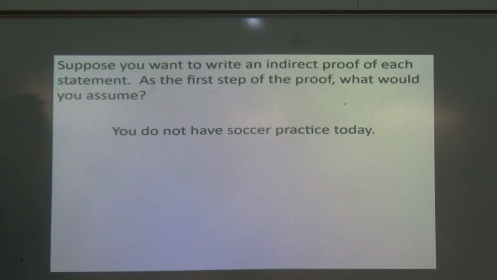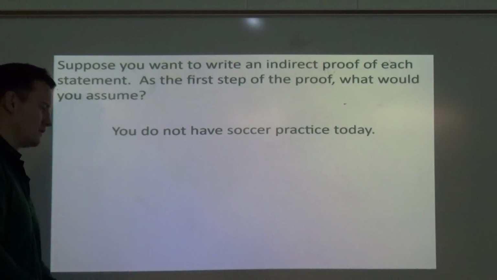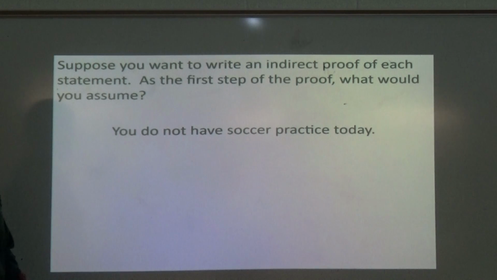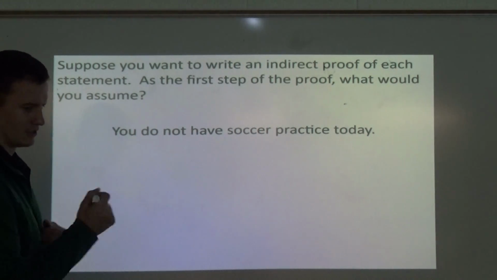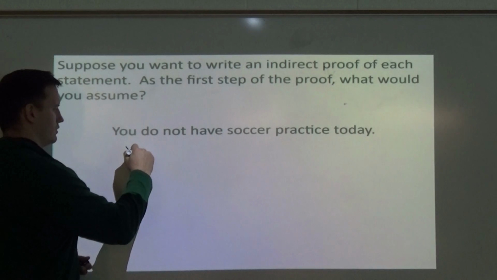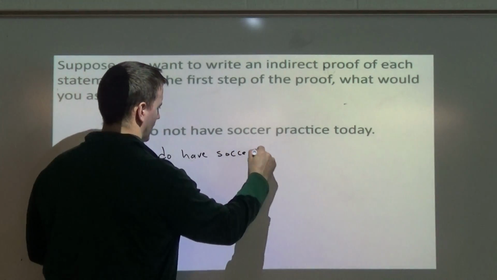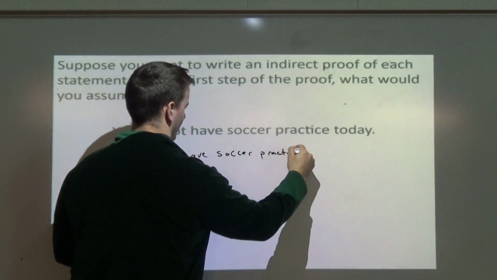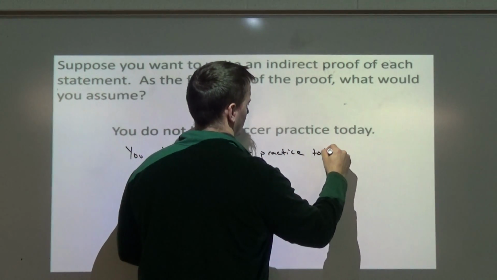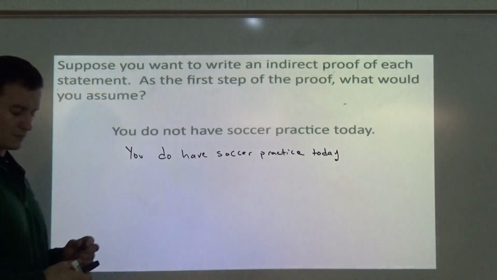Suppose you want to write an indirect proof of each statement as the first step of the proof. What would you write? This is the same direction as the last problem. You do not have soccer practice today. So what's the opposite or negation of that? Well, you do have soccer practice today. You don't say you do not have soccer practice. I'll write this down for those of you who would like that. You do have soccer practice today. Alright, that's the first example.